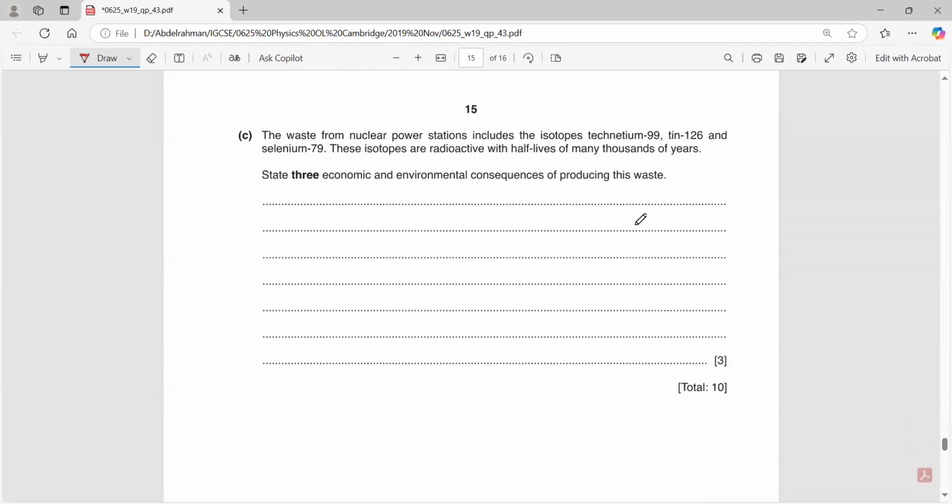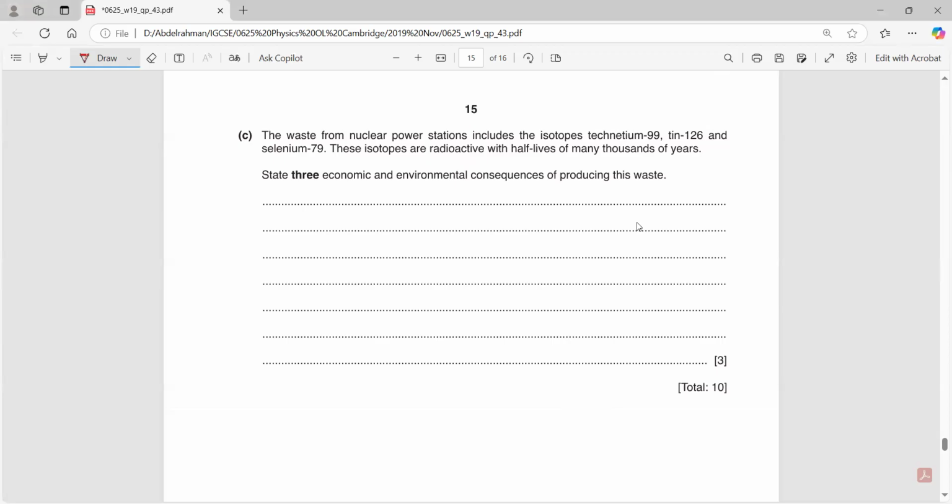The waste from a nuclear power station includes isotopes of technetium, tin, and selenium. These isotopes are radioactive with half-lives of many thousands of years. State three economic and environmental consequences of producing this waste. So basically, we need to talk about the economic and environmental consequences, which is a really out of the box question. It's not really a physics question. It's more of an economics question. Anyway, what are some problems? What are some of these consequences, if you might think about them?